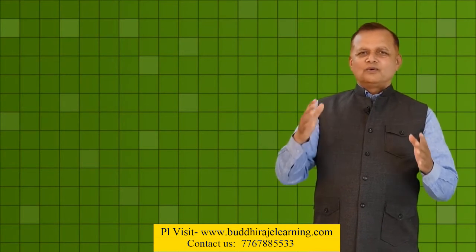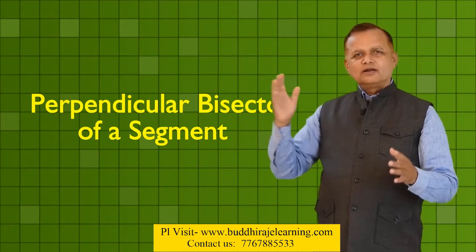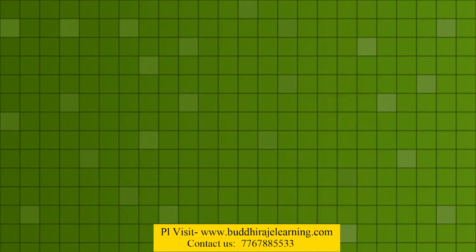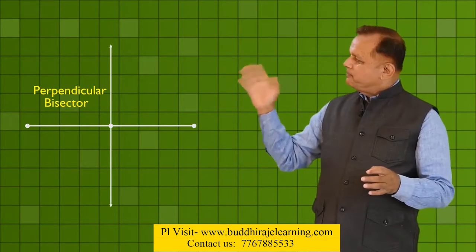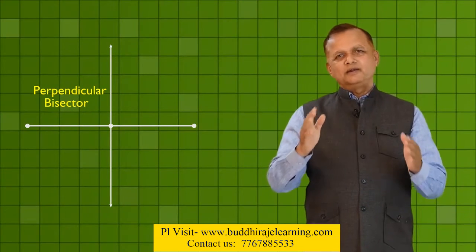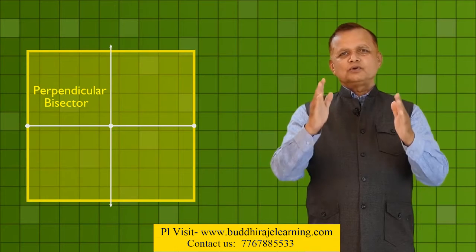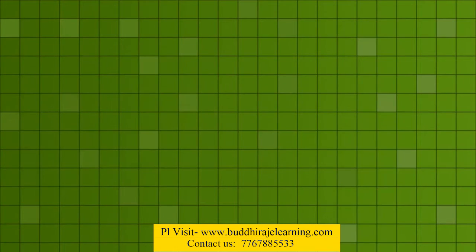Now we will see what is meant by a perpendicular bisector of a segment. The perpendicular bisector of a segment is the line which is perpendicular to the segment and passing through the midpoint of the segment. The perpendicular bisector of a segment divides the segment into two equal parts. Now we will see how to draw the perpendicular bisector of a given segment.